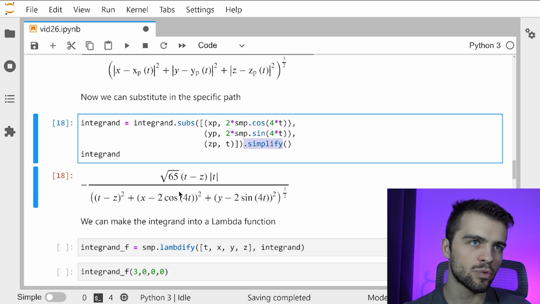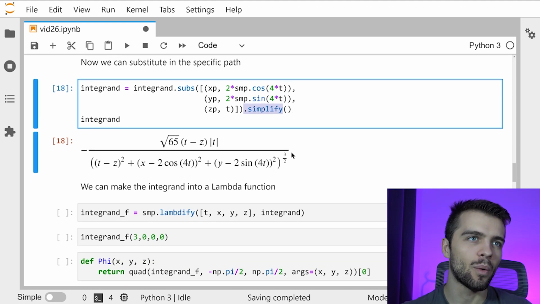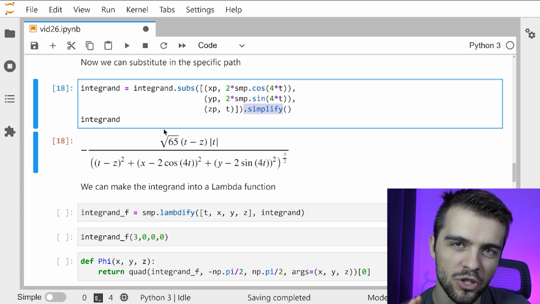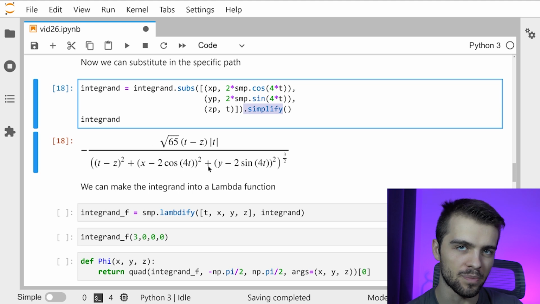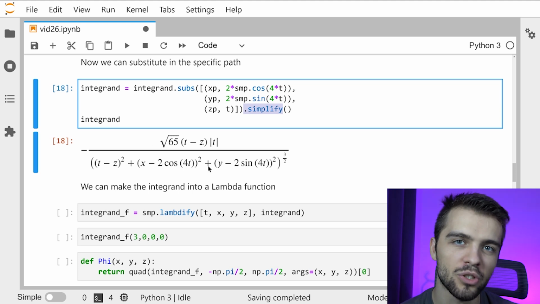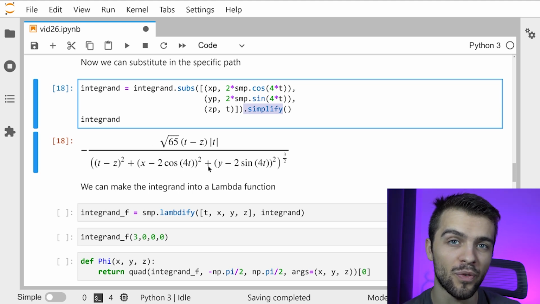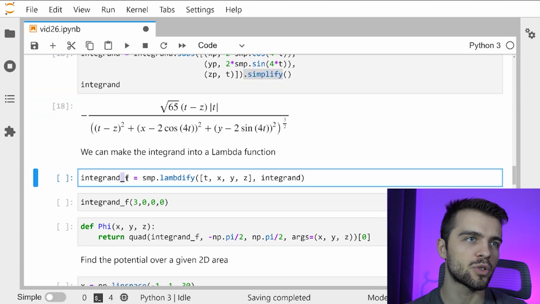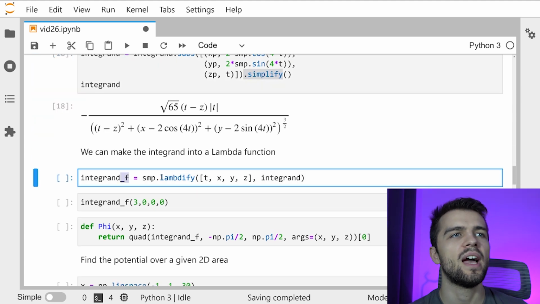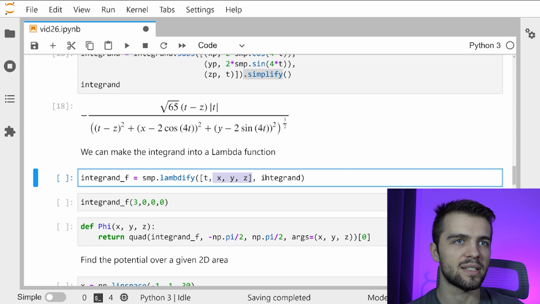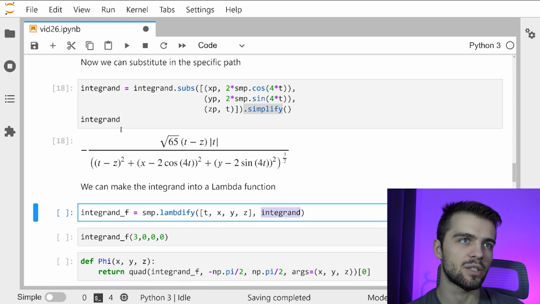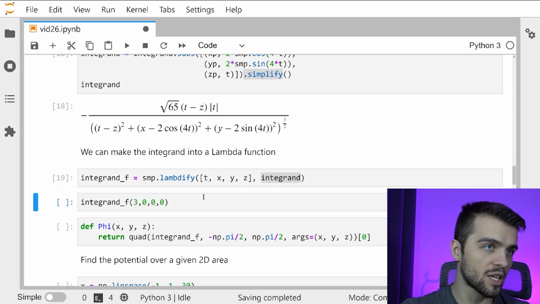It's a function of x, y, z, and t. And I want to turn this into a numerical function that we can integrate in Python, right? This is a sympy expression. If I want to do any numerical integration, I have to turn this into a Python function. That's what I do here. Underscore f means that it's a Python function, and I use sympy.lambdify to turn it into a function, and the parameters are t, x, y, and z, and I'm turning integrand into a function. So it works like any other function.